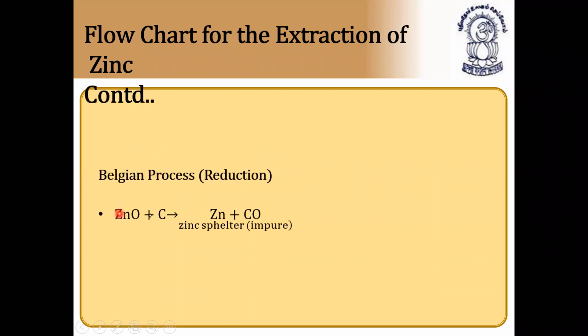So reduction can be done by means of a reducing agent, that is carbon. Zinc oxide combines with carbon and forms zinc spelter plus carbon monoxide, impure. In this way we will get reduction of zinc. So this is called extraction of zinc. I hope it is clear. It's very, very important.